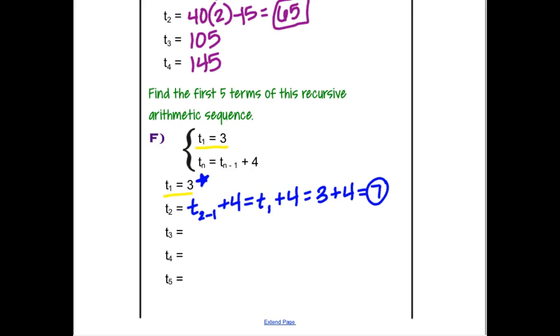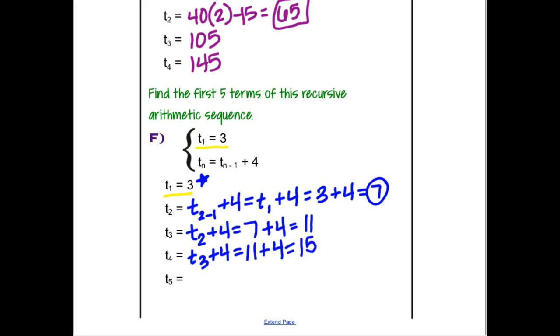Which tells me now I need to take term 2 plus 4. Well, term 2 we just found to be 7 plus 4 is 11. Then we take term 3 to find term 4 and add 4, which is 11 plus 4, which is 15. And then we take, to find term 5, we take term 4 plus 4. And it's not t times 4, it's term sub 4. And that's 15 plus 4, which is 19.